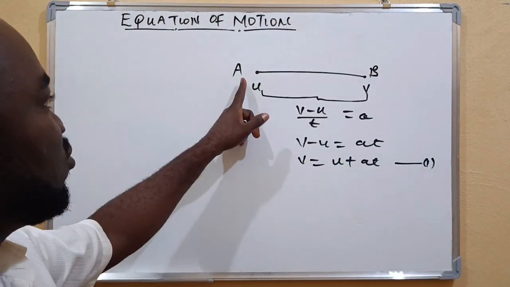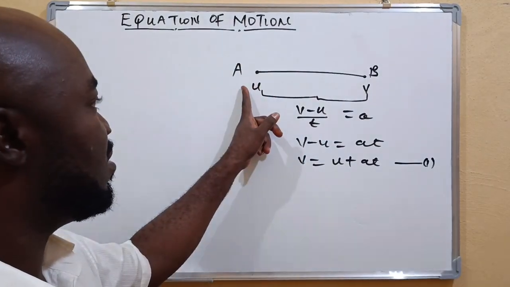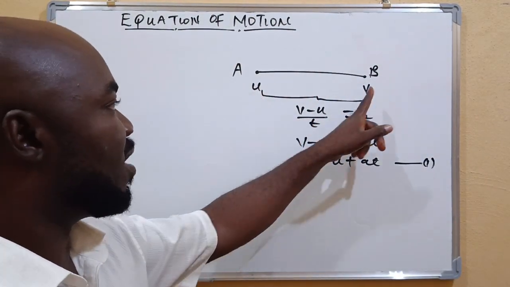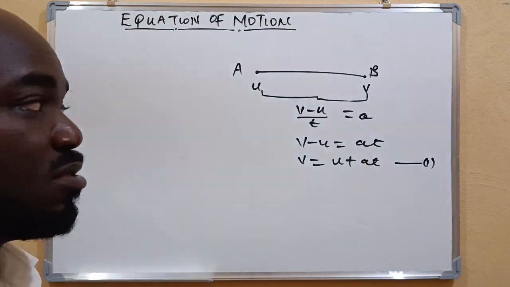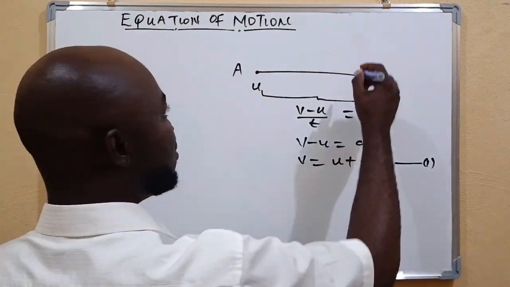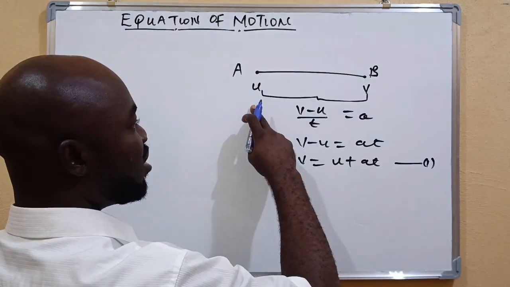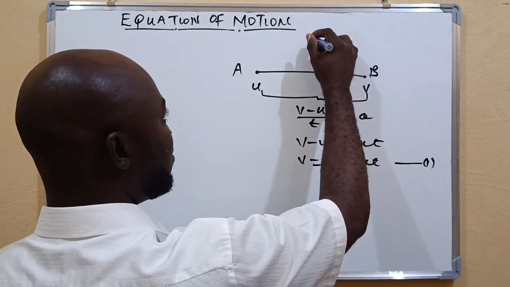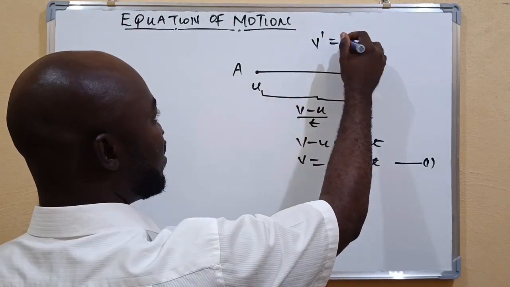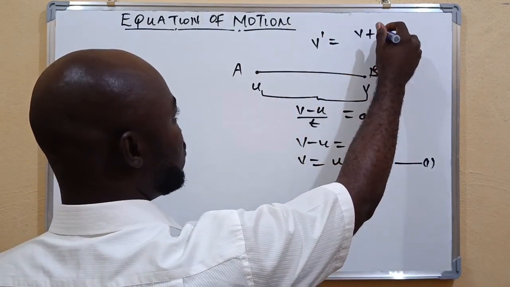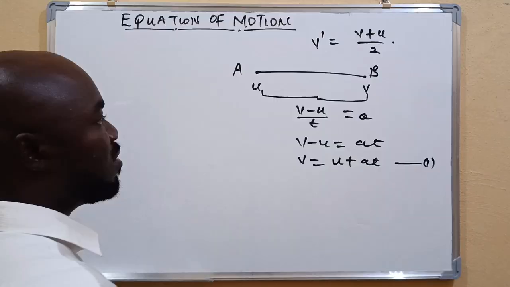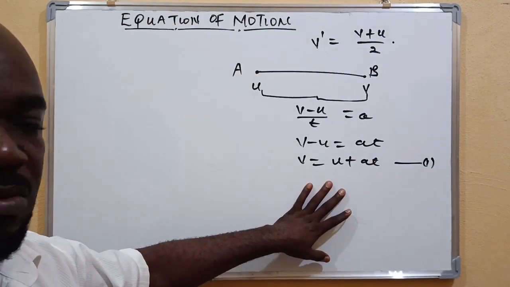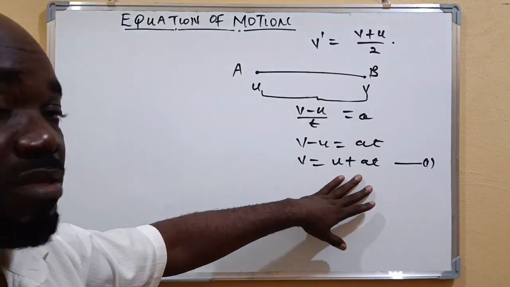Now take note, when this journey is taking place between point A and B, from initial to final velocity, there's an average velocity during this journey. So the average velocity becomes the initial velocity added to the final velocity, divided by 2. So the average velocity, which I will call v prime, will be v plus u divided by 2. So we're going to use that later on. Okay, so this is for velocity and acceleration related together with this equation.